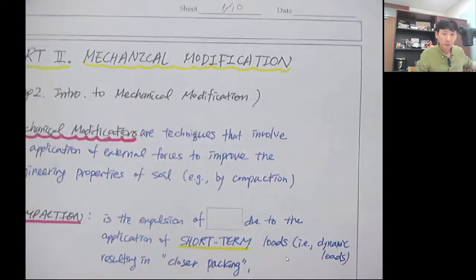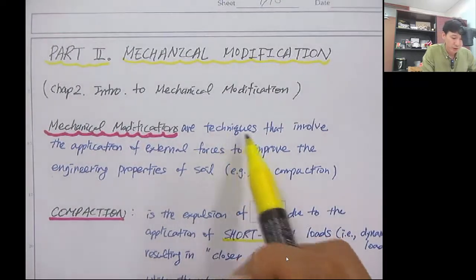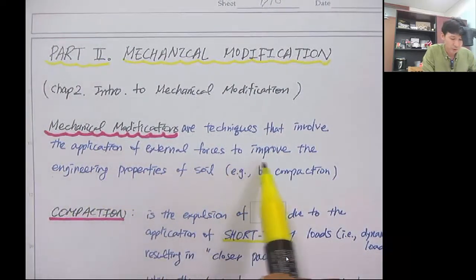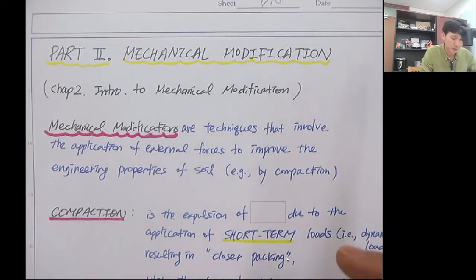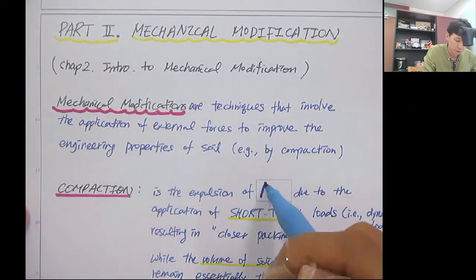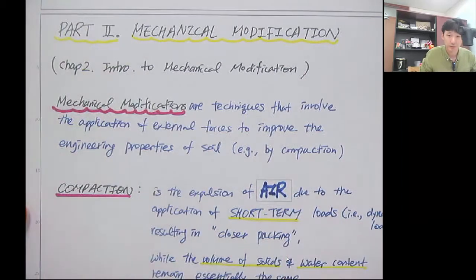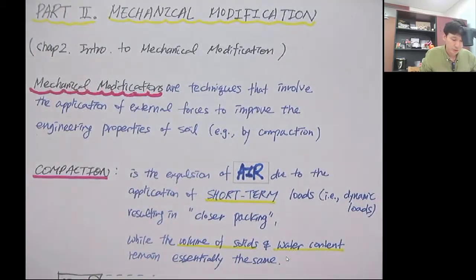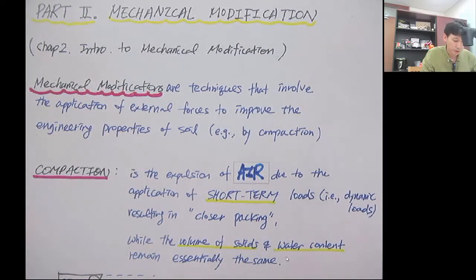So the mechanical modifications are techniques that involve the application of the external forces to improve the engineering properties of the soil, such as by compaction. So it involves the external mechanical forces. And the compaction is the expulsion of air due to the application of the short-term load. So air. We call it short-term load because we are applying the dynamic loads, which result in the closure packing, while the volume of the solid and the water content remains essentially the same.